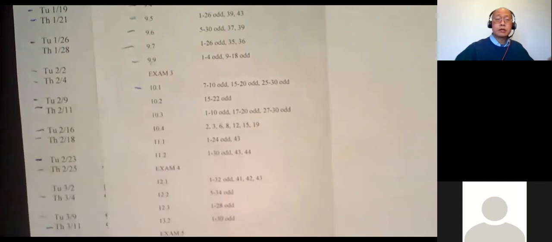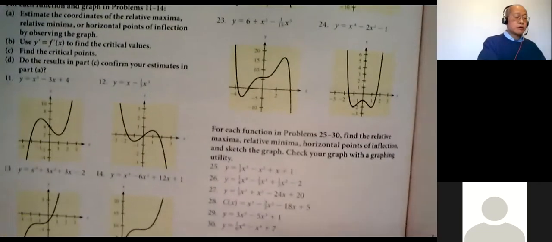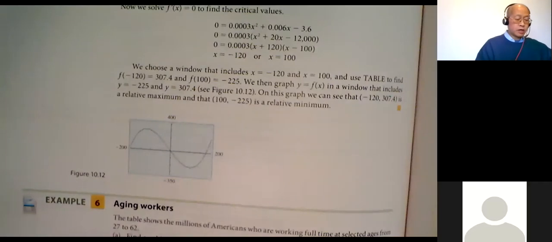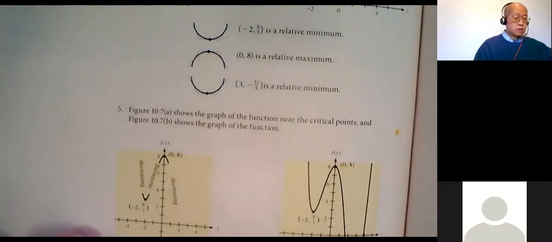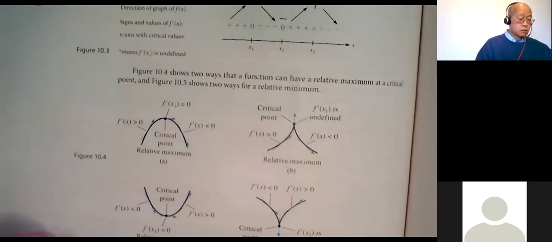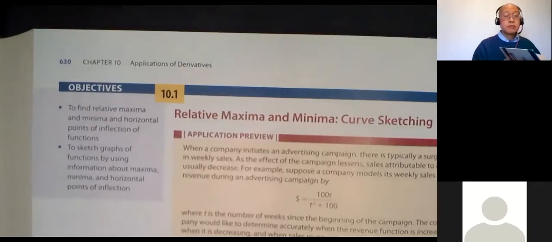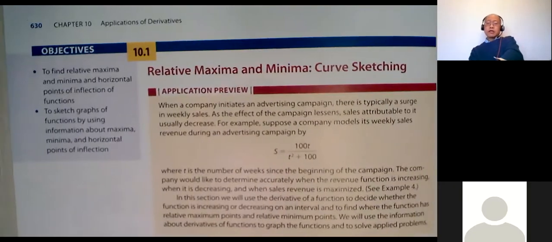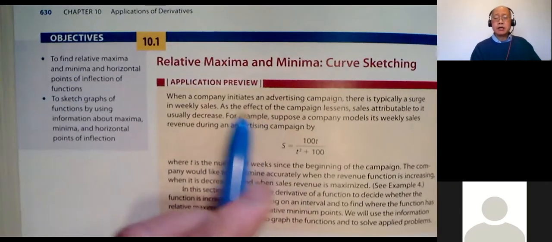Okay, all right, so let's get started. So what are we doing now? We're doing quite a bit of graphing and techniques of graphing now. So 10.1, page 630, relative maxima and minima.